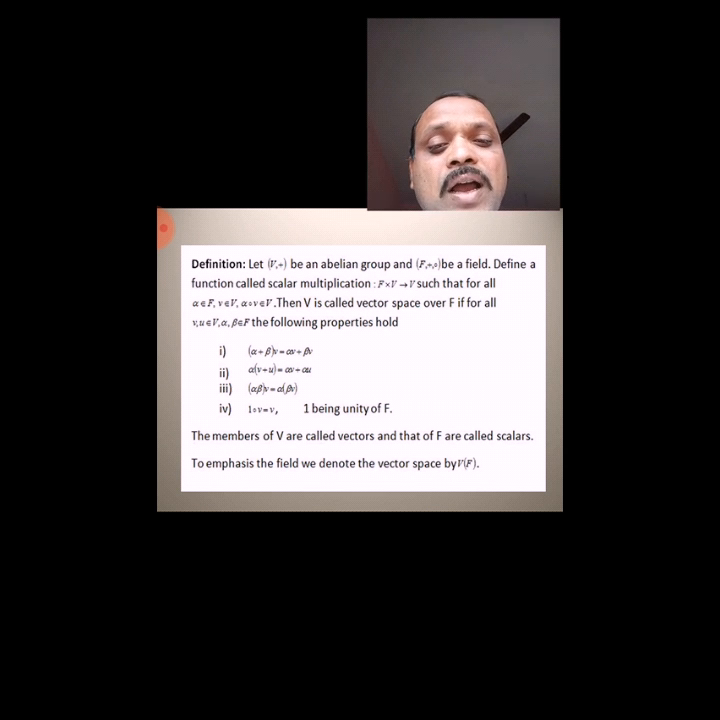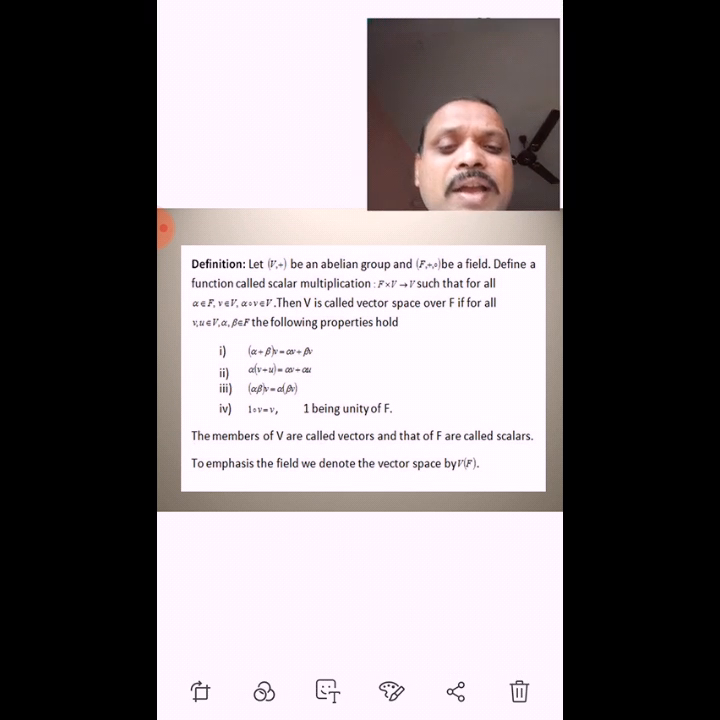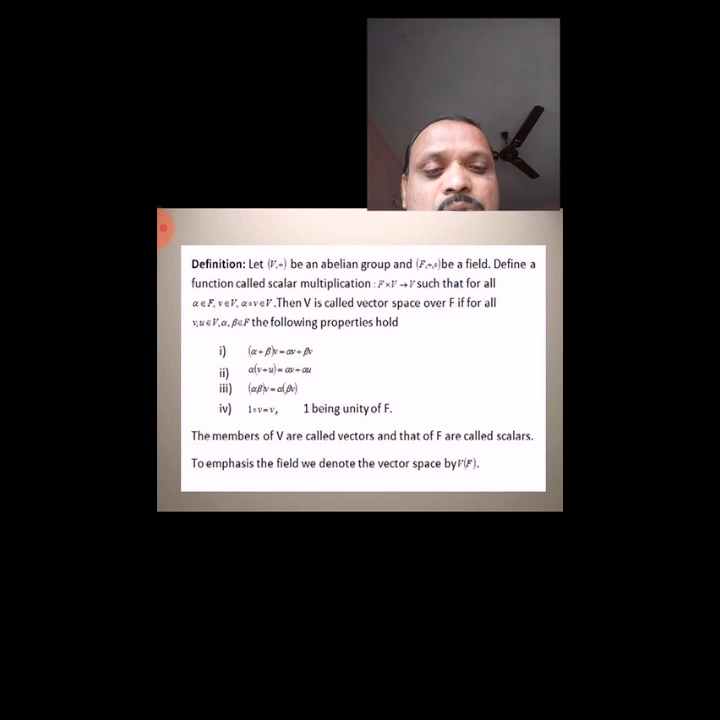So here alpha, beta and 1 are members of F and they are called scalars, and u, v are members of V and they are called vectors. So members of V are called vectors, members of F are called scalars, and to denote their combination in a single symbol, we write it as V(F), that is, a vector space over the field F.